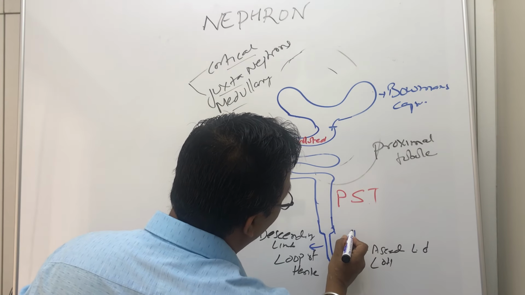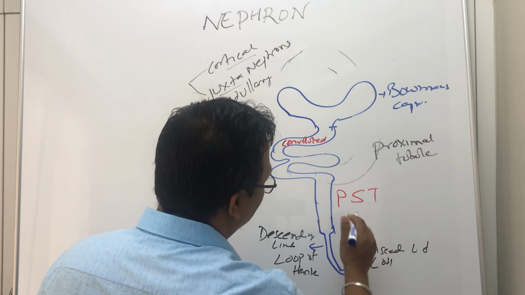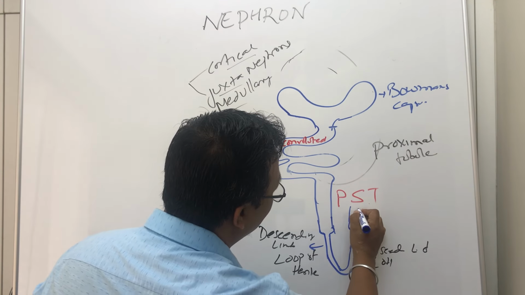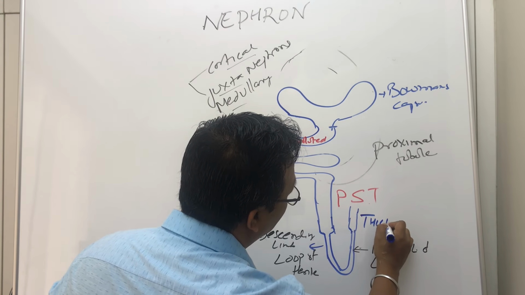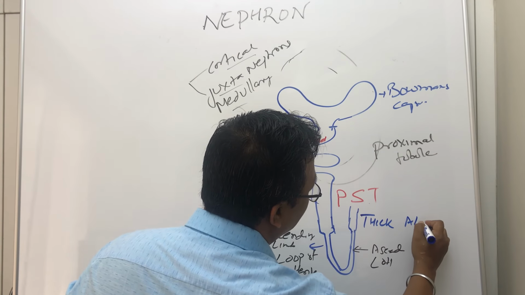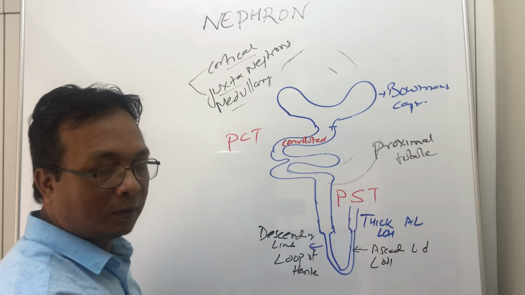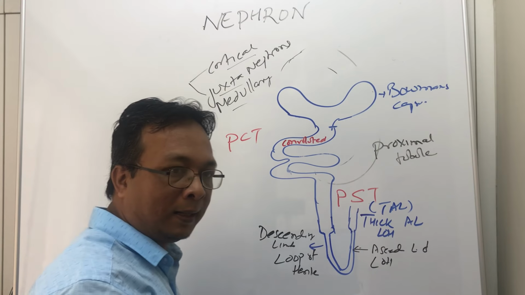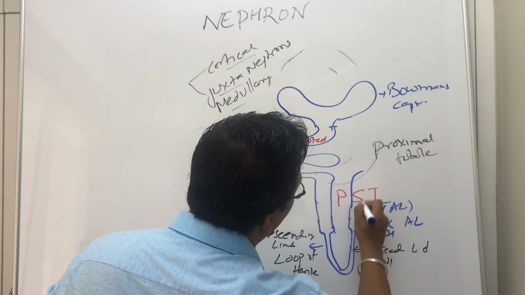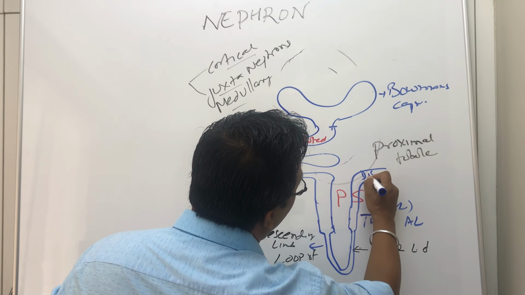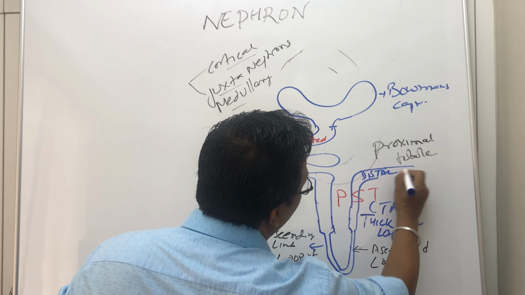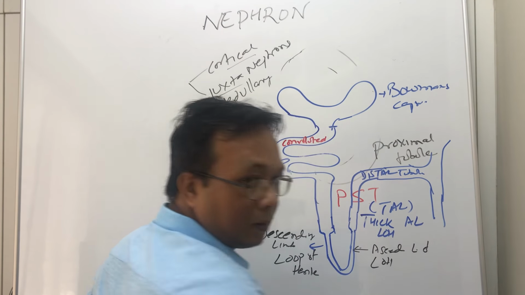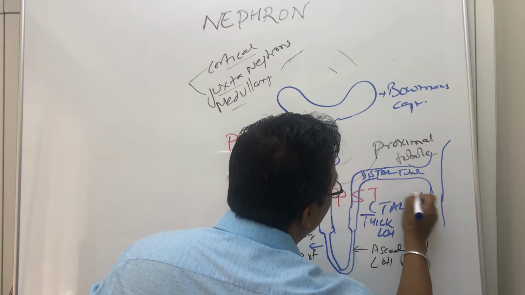Then the loop of Henle will become thick, but still it is the loop of Henle. So this part is called the thick ascending limb of the loop of Henle. We say it as TAL, thick ascending limb of the loop of Henle. Then this will go to the distal tubule, this part is very important, I will discuss it now. This is called the distal tubule. And then they go down, and this part is called the collecting duct.